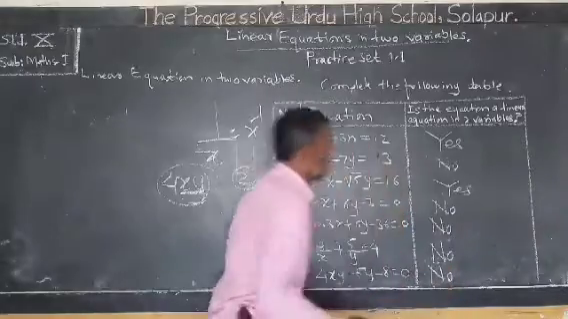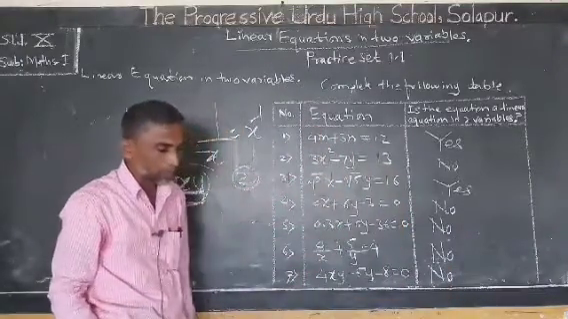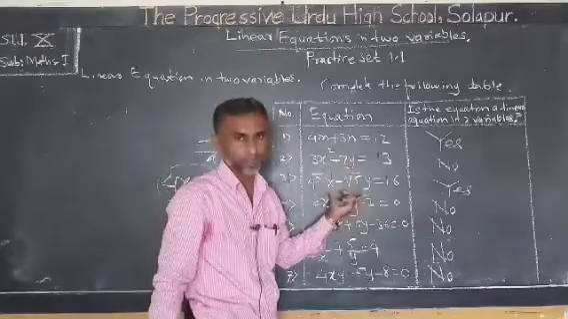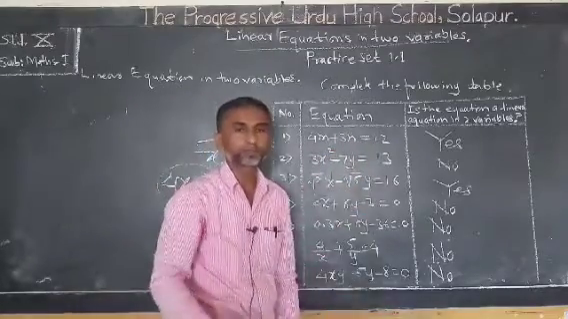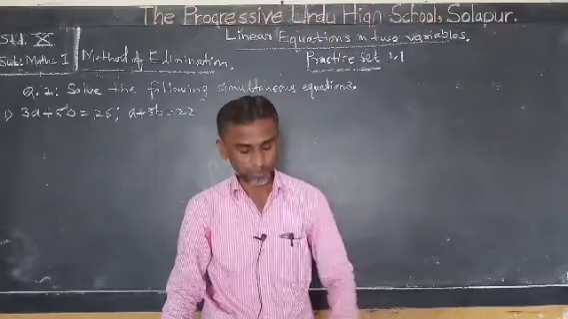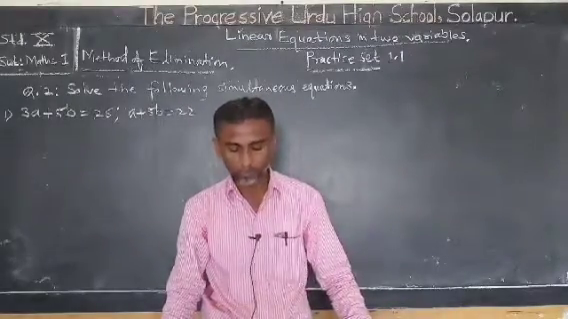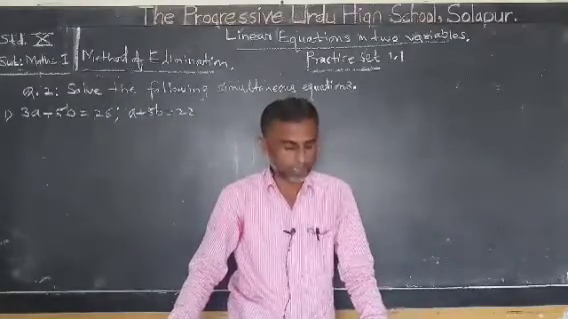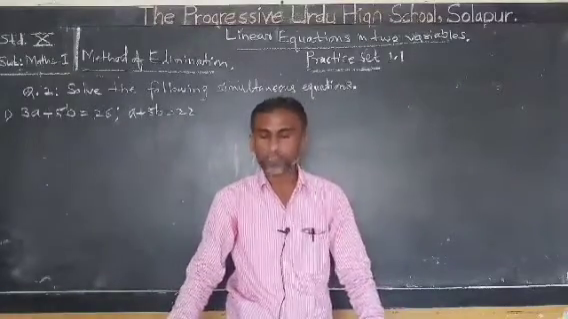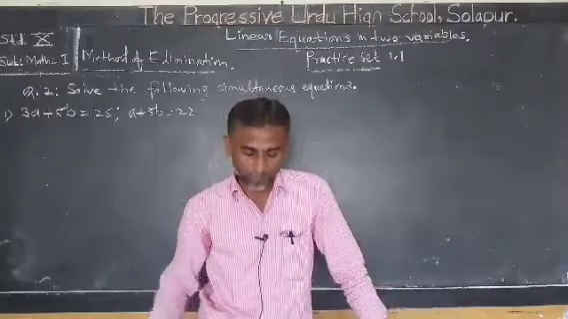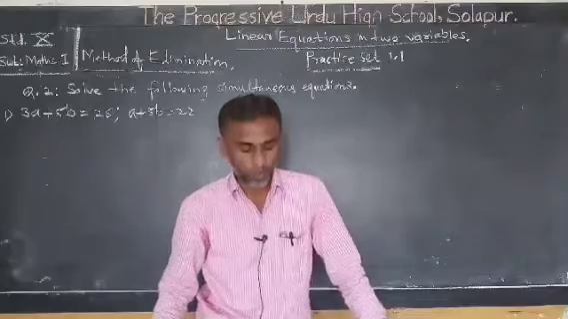In this way, we have completed this table. You can justify your answer along with the reasons. Now, I am going to take practice set 1.1, question number 2. Question number 1 is easy for you. It is an activity based question. After solving question number 2, you can easily complete question number 1. So, I am going directly to question number 2.